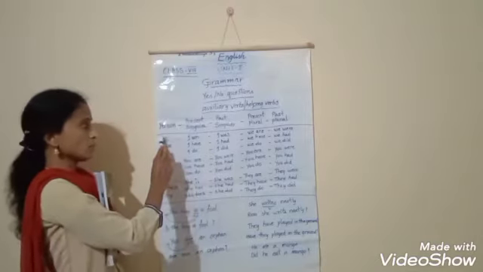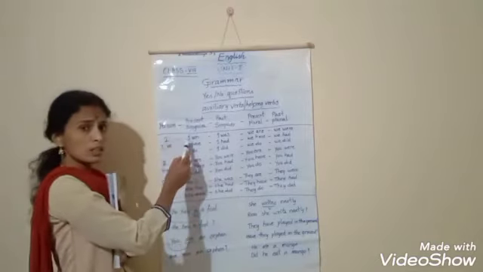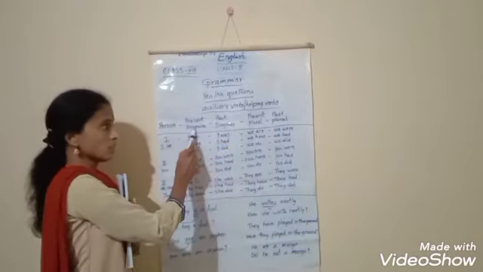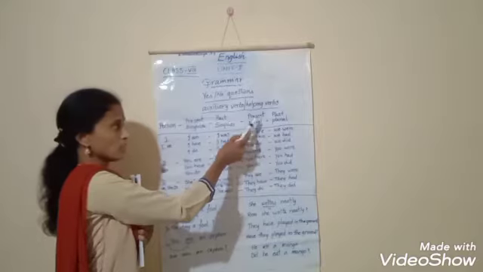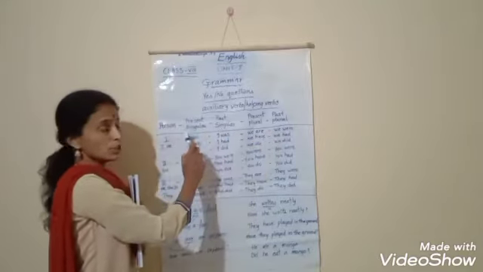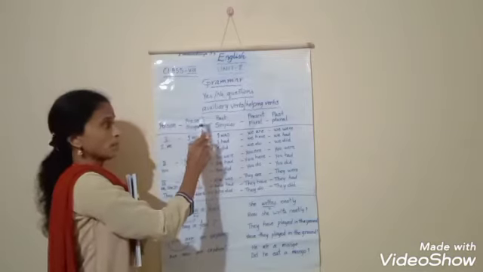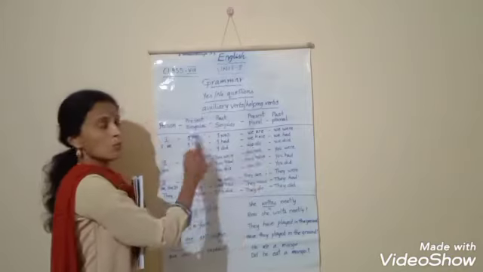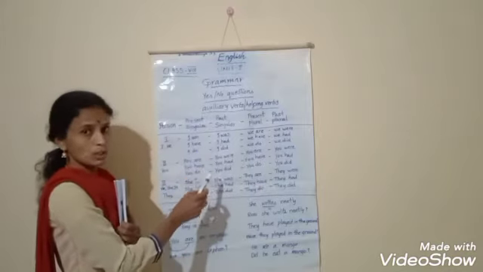And here it is the first person. Now let us see the singular and plural. Singular present, plural present, singular past, plural past. So according to the present and past, and according to the singular form and plural form, what are the helping verbs we use? Let us see.